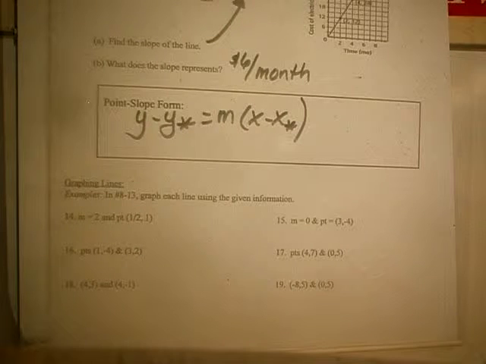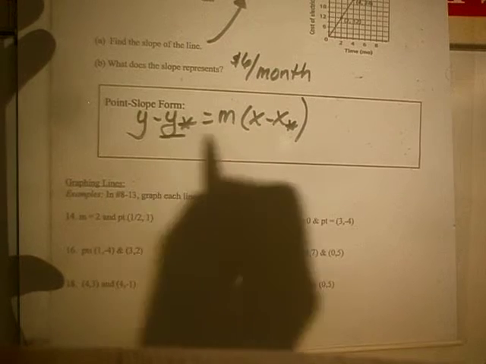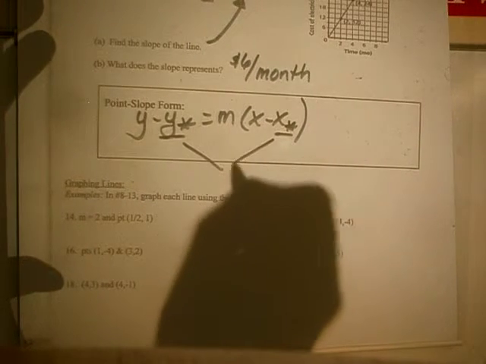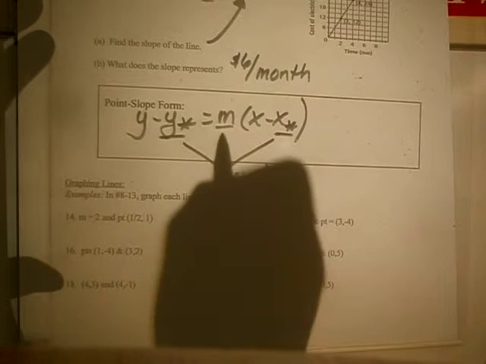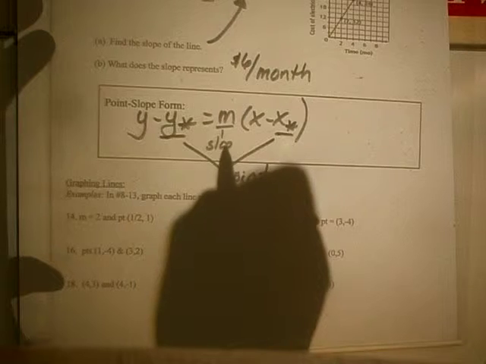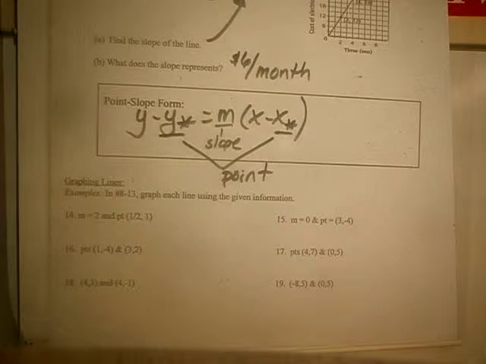This is called point slope form because these two with the stars on them, if you put those together, give you a point, and this m right here gives you a slope. So if you have an equation in this form, you can get a point and a slope from it. Or the opposite of that, if we have a point and a slope, which we do in number 14, we can write the equation of a line.